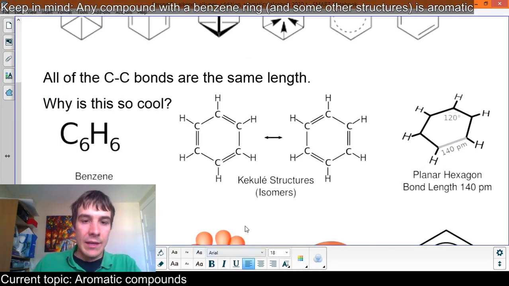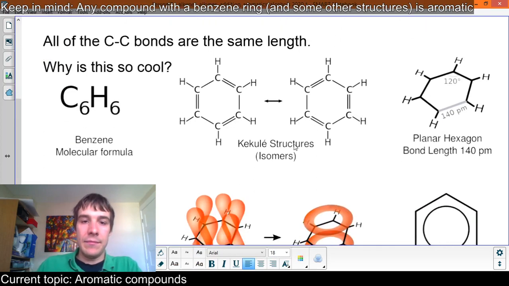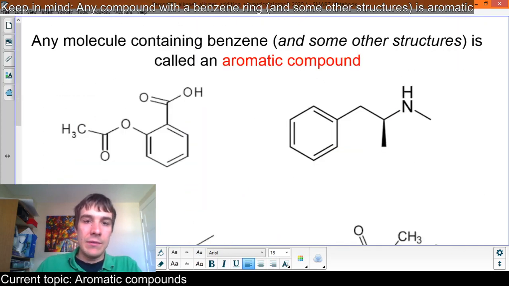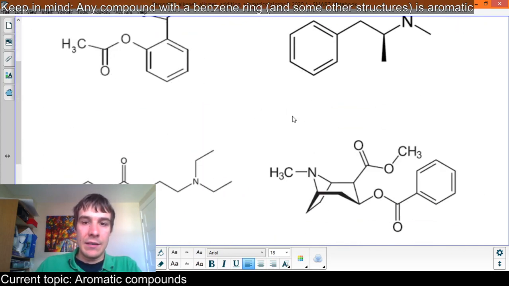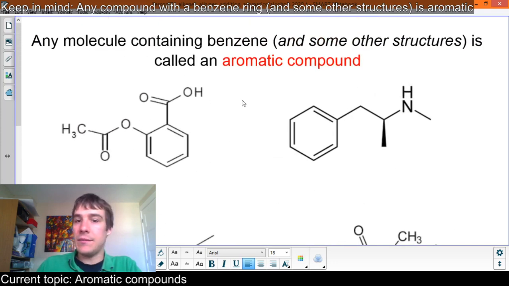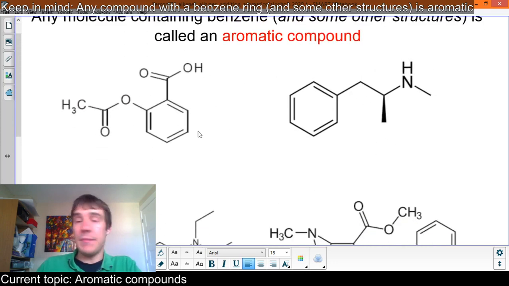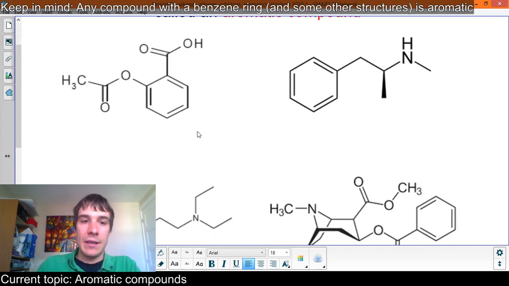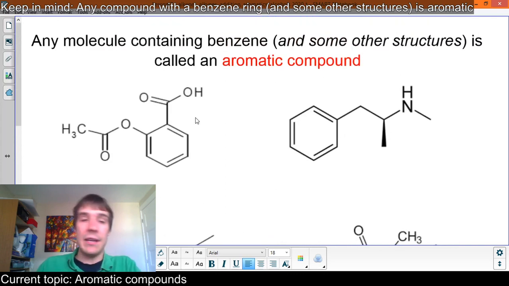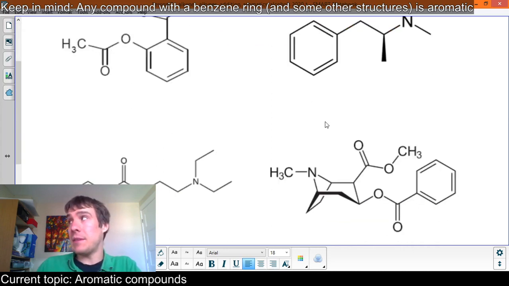So you don't need to know that, but it's just kind of cool to know. What you do need to know is how to name these things. So here's a few different compounds that have benzene in them, and we're going to learn how to name some of them. So here's aspirin, has benzene in it. Here's methamphetamine, has benzene in it.